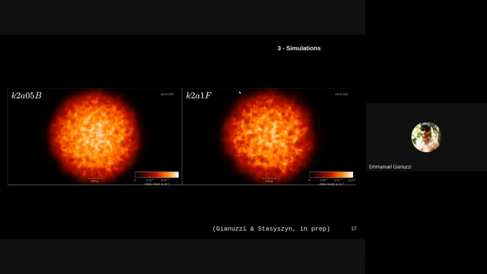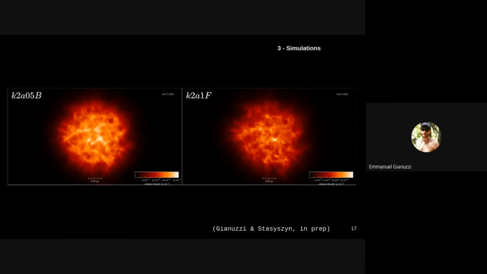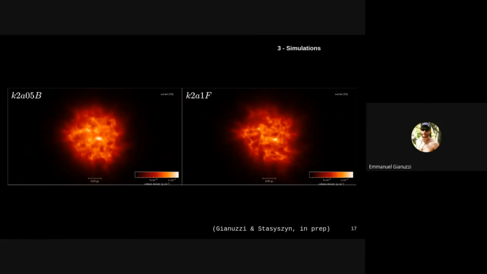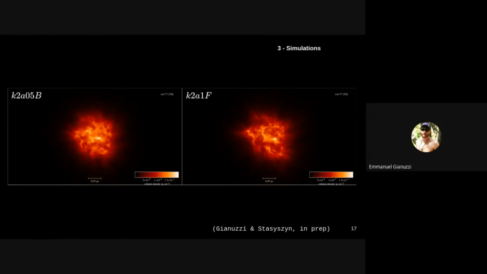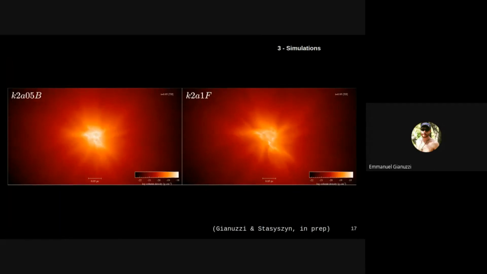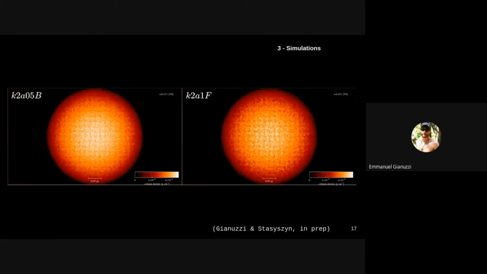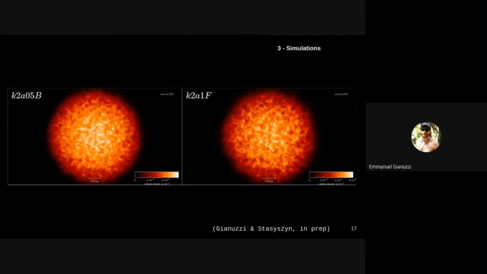Comparing between simulations with the same value of kappa and different values of alpha, we see that for the kappa 2 simulation, there is not a visible or clear difference between them. Both of them seem to be collapsing almost homogeneously and forming stars almost at the same time.